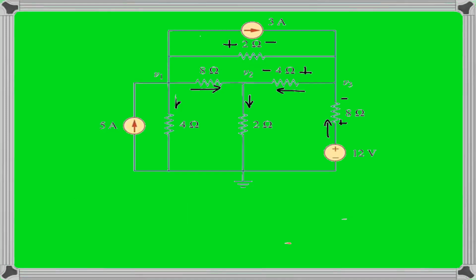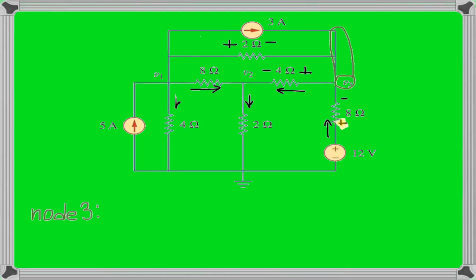Now we have one node left. This is node V3. And again, for V3, this is not just the point, this is the area, which is considered as the same node. So start writing the equation. So at node 3, what do we have?